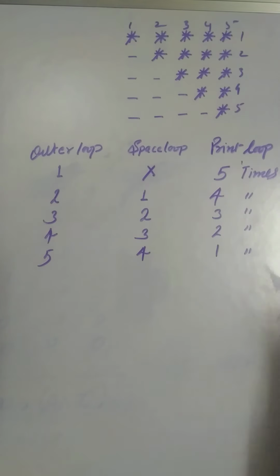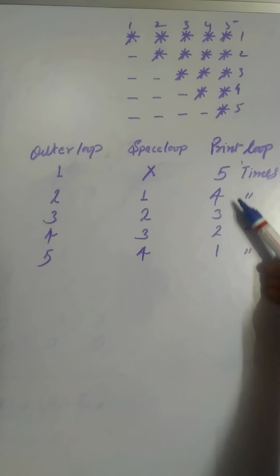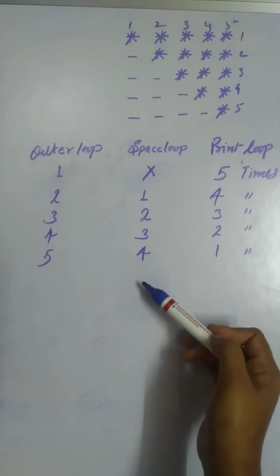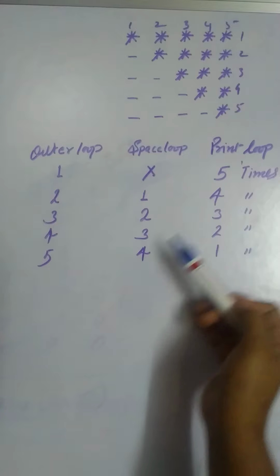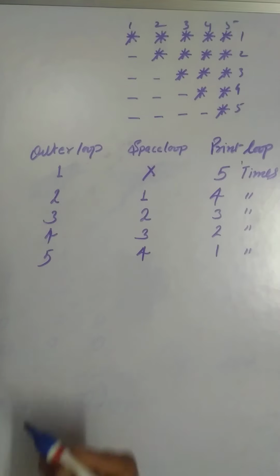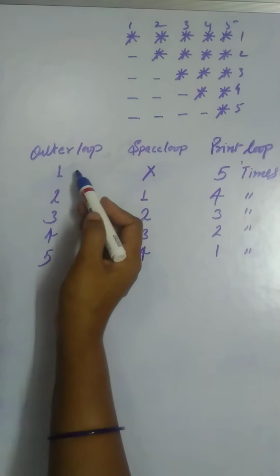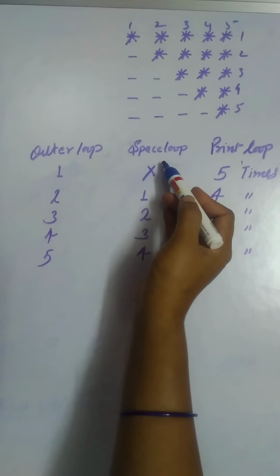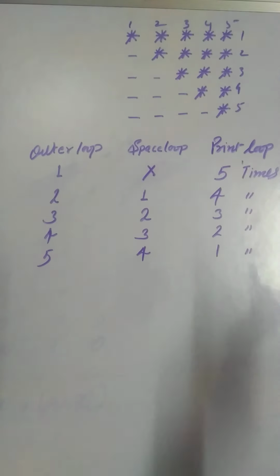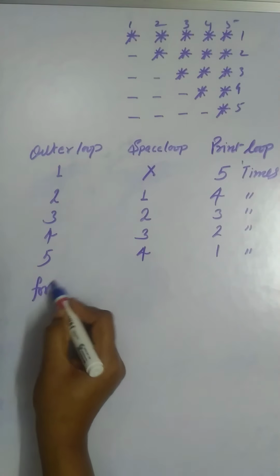So see here, the printing statement goes 5 to 1, a decreasing order, and the space loop goes 1 to 4, an increasing order. Now let's see the coding of this pattern. We need 3 loops: an outer loop, an inner loop which represents space, and another inner loop which represents the print statement. Let's see the coding.